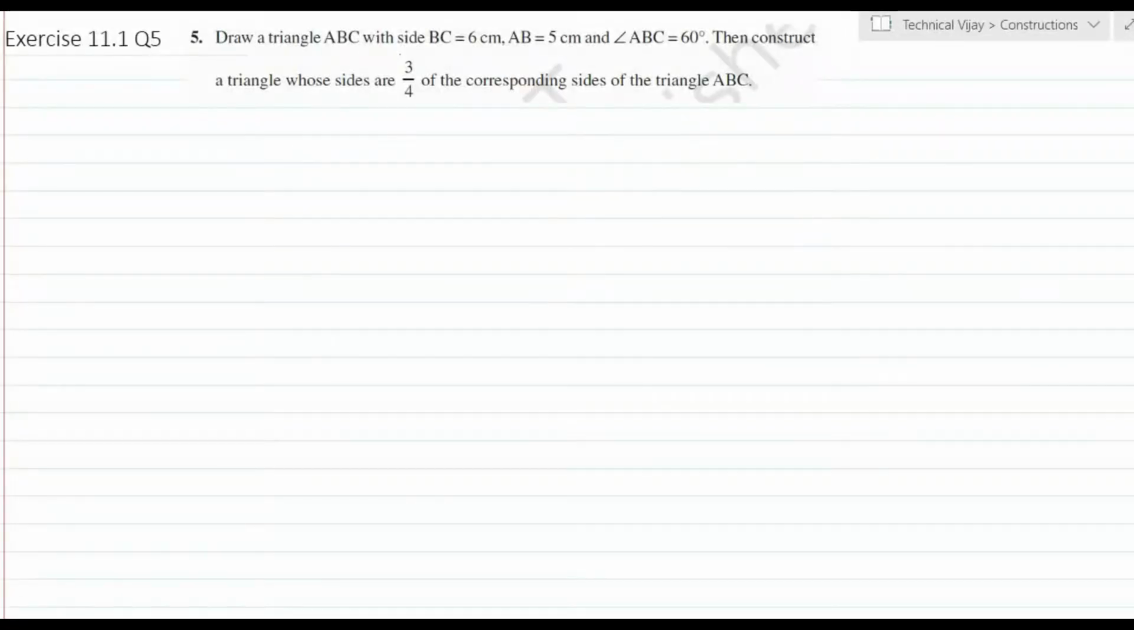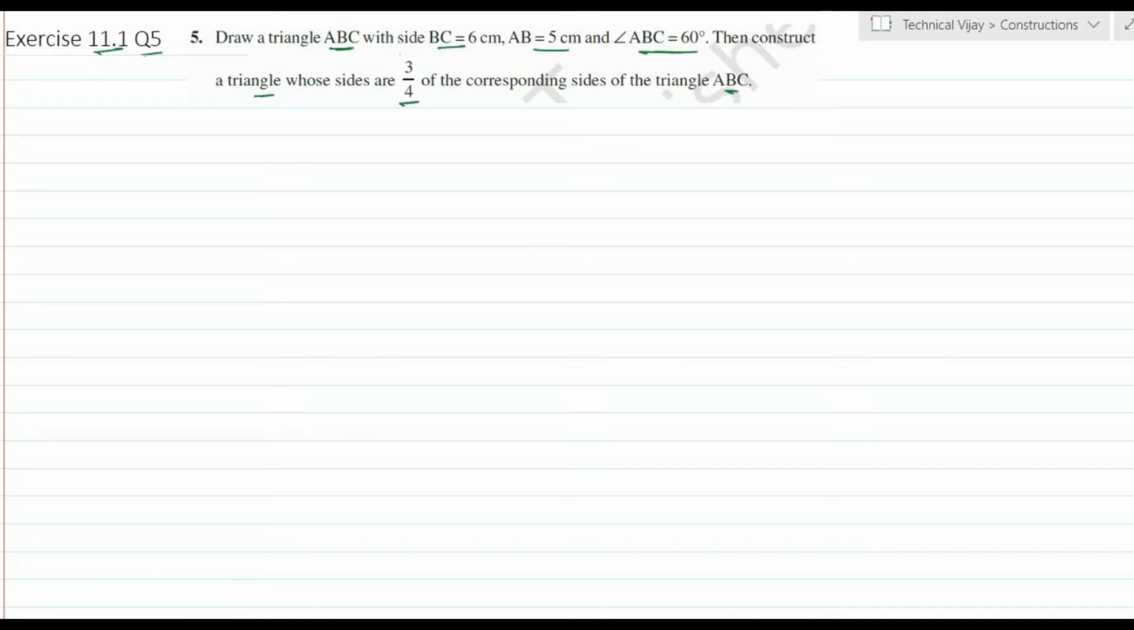So exercise 11.1, question number 5. Draw a triangle ABC with side BC equal to 6 cm and AB equal to 5 cm, and angle ABC equal to 60 degrees. Then construct a triangle whose sides are 3/4 of the corresponding sides of the triangle ABC.